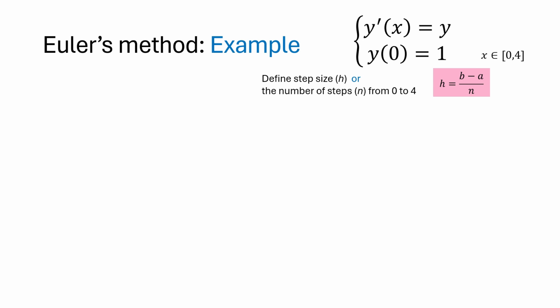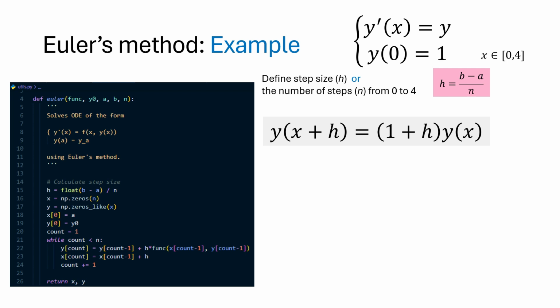And after some manipulation, we can write the formula to approximate the solution at each step using the value from the previous step. To implement this, we write an Euler function that takes the input function, an initial value of y at a point, the interval over which we want to approximate the solution, and the number of steps as input.